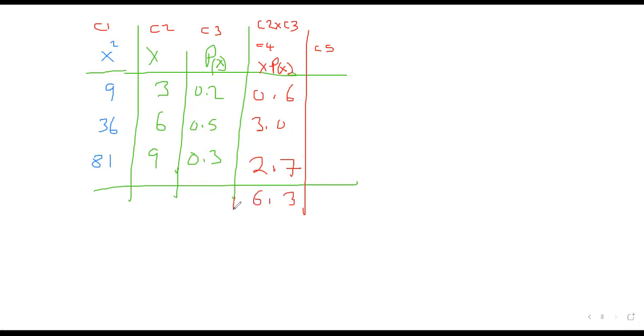So this is what we call the mean, or summation of x p(x). That's our mean, as easy as that. So mean is when you sum up values of x times their respective probabilities.